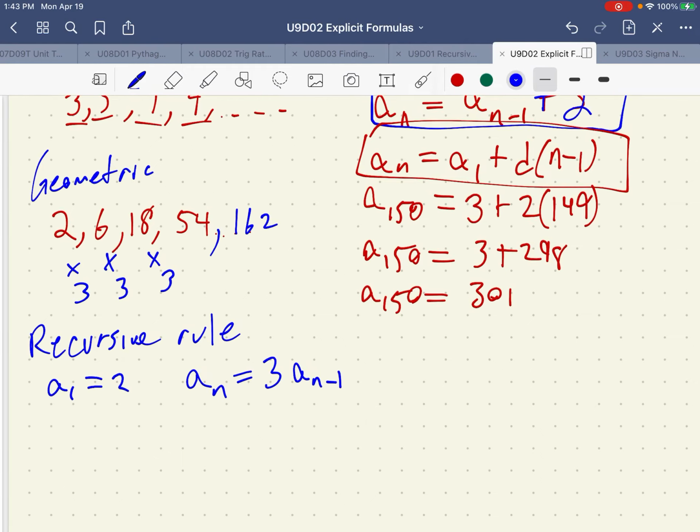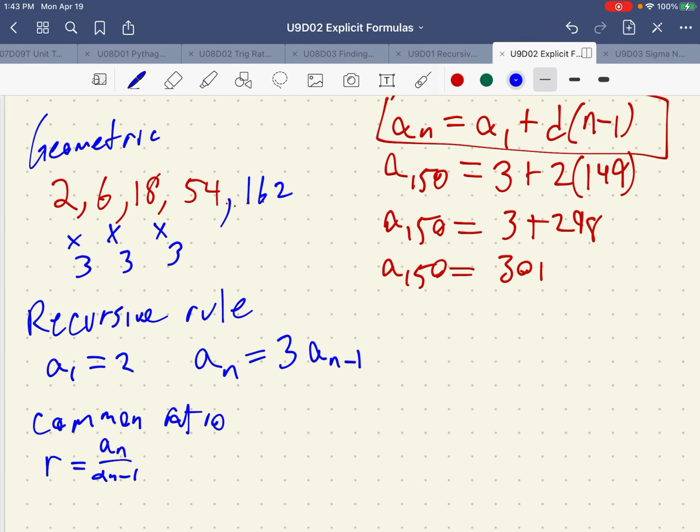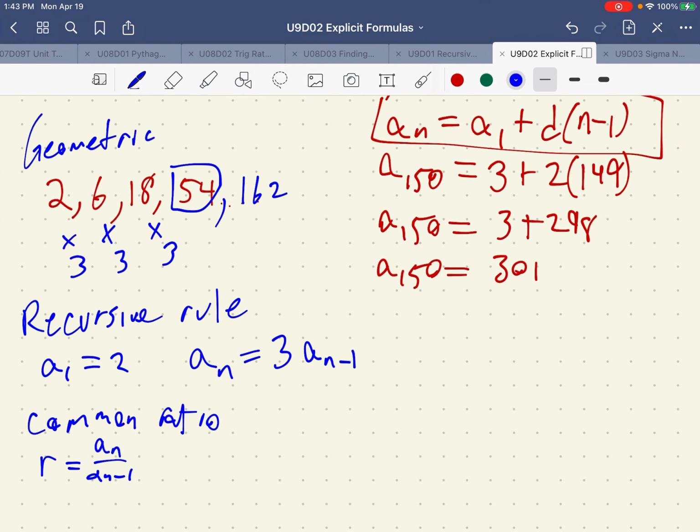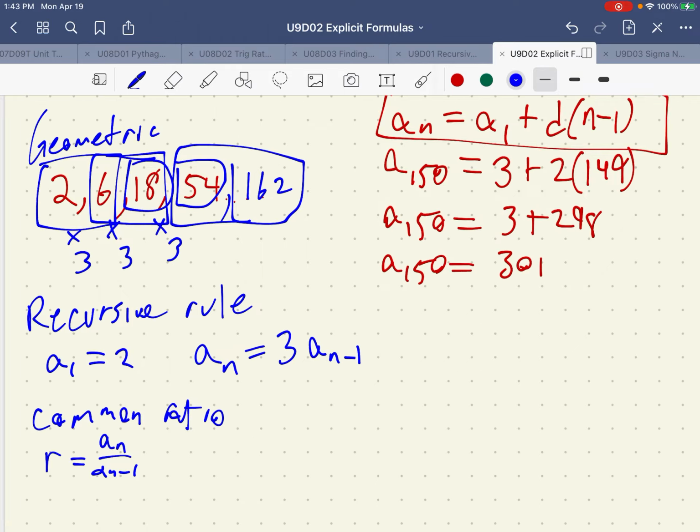Now, that 3 here is not called the common difference. It's known as a common ratio because we're multiplying. The way we find the common ratio, which is also known as r, is we take a_n and divide it by a_(n-1). In other words, I take a later number and divide it by the number that comes before it. So 54 divided by 18 is 3. If I picked 162 and divided it by 54, I would get 3. If I took 18 and divided it by 6, I would get 3. If I took 6 and divided by 2, I would get 3. So the common ratio is just take the newest number and divide it by the number before it.